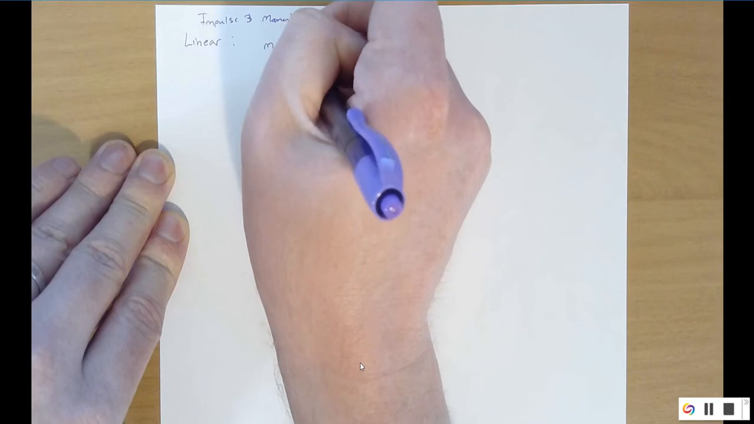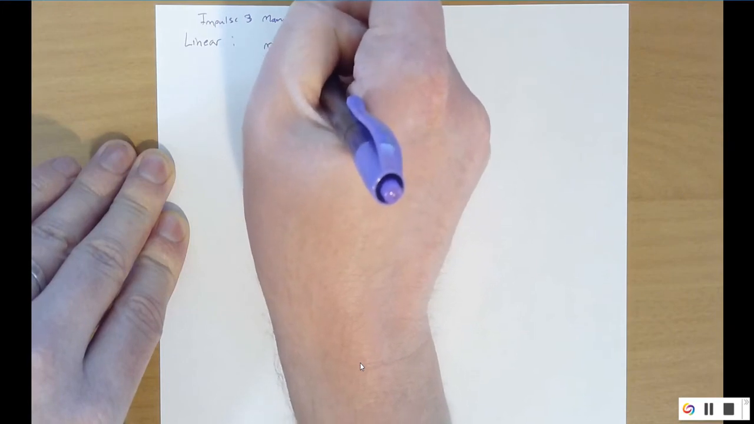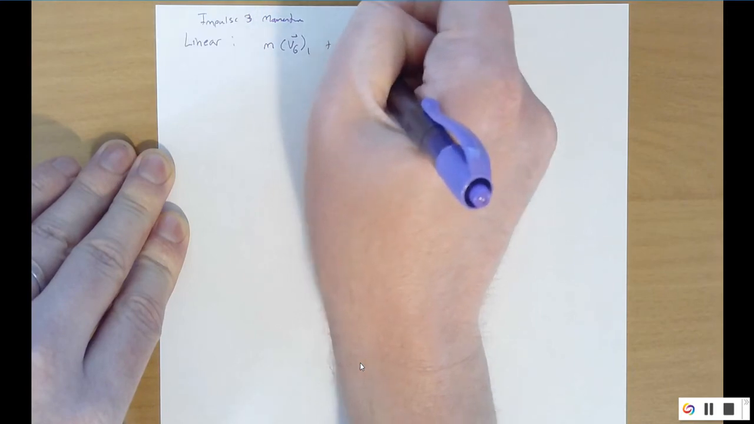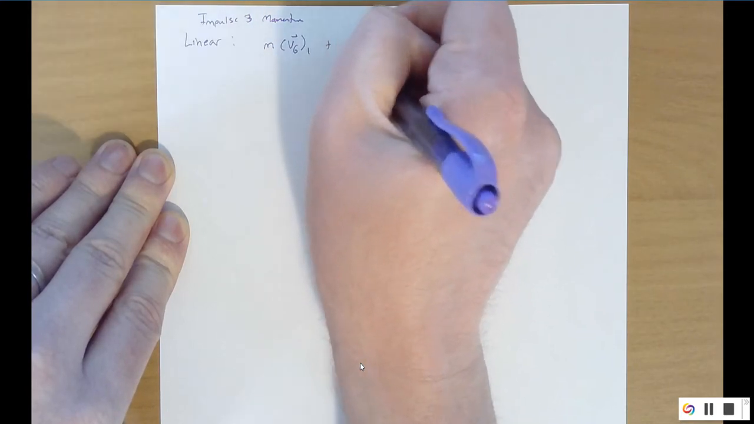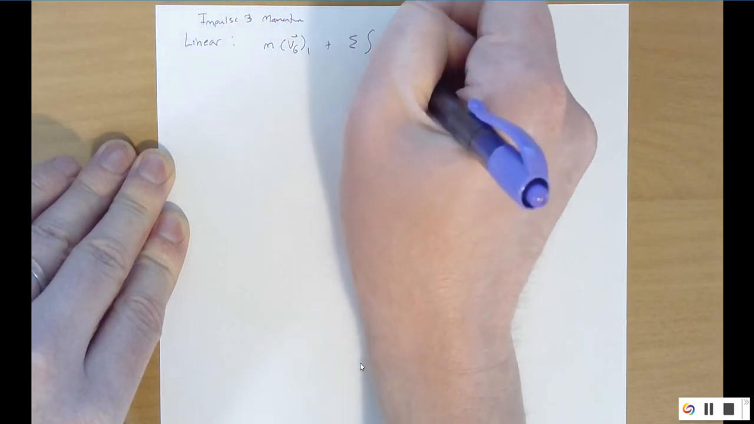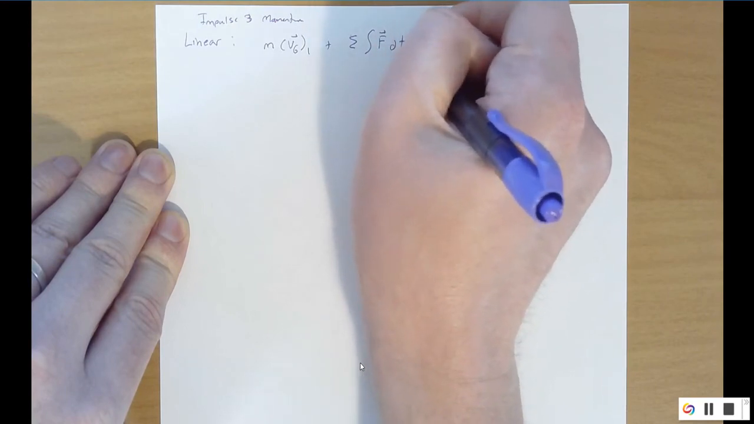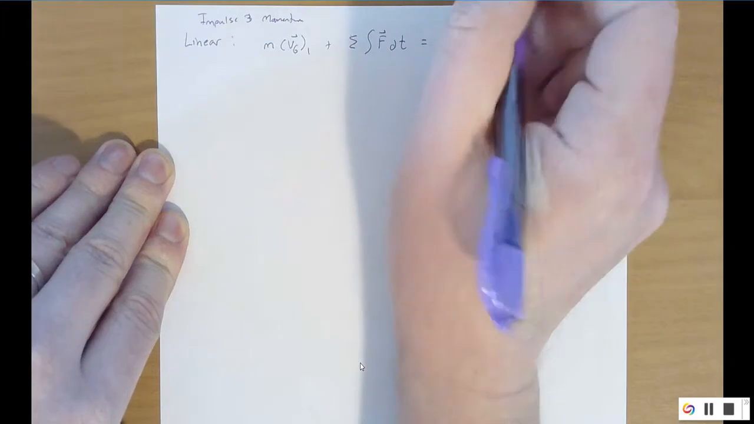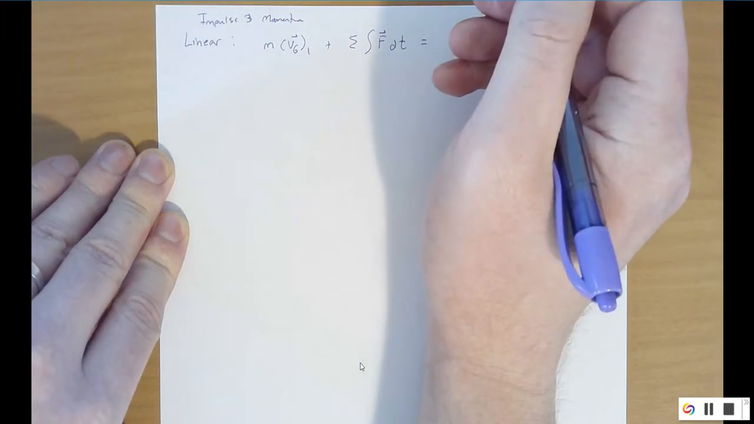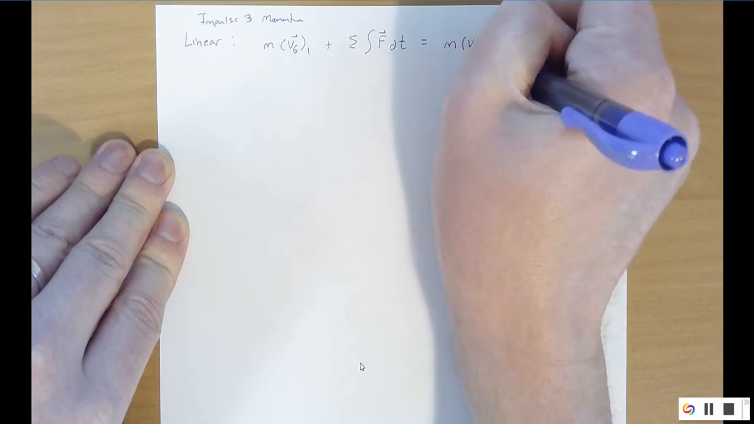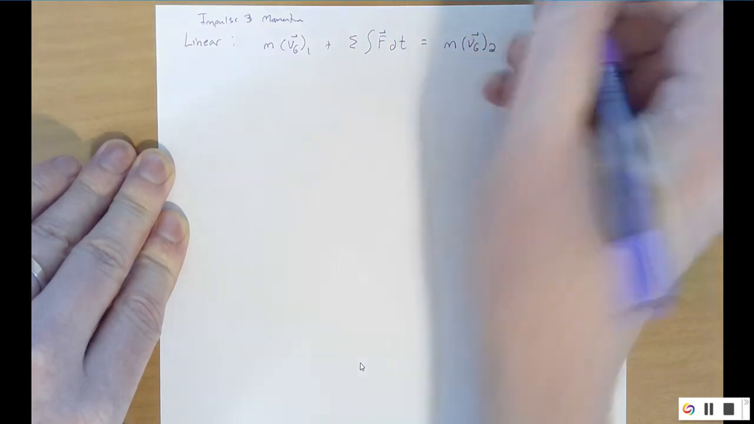So mass velocity of G, velocity of center of gravity at state 1, plus the summation of the impulse, so the forces that cause a change in velocity. So remember, these have to be in the right direction. Not all forces will cause a change in velocity. Mass, velocity, center of gravity at state 2.